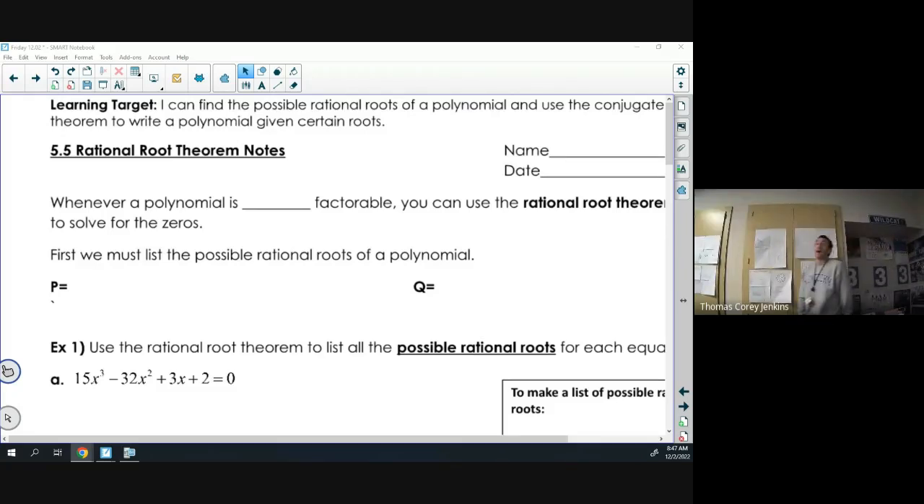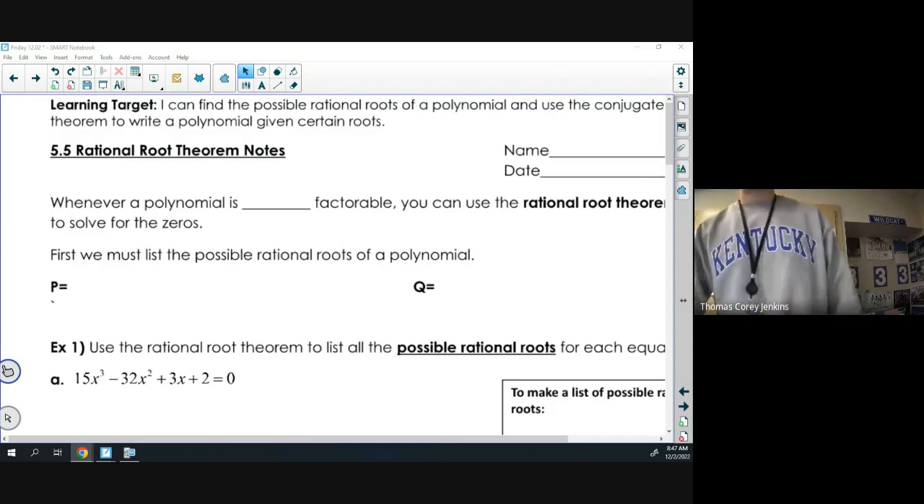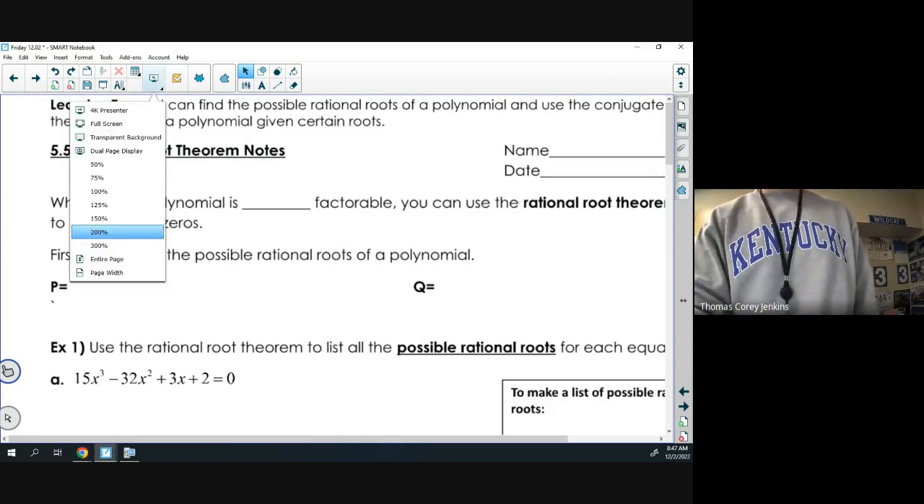All right, guys, so going to cover lesson 5.5 today. It's called the Rational Root Theorem notes. I just called it "the roots" on Google Classroom because we really talk about more than just the Rational Root Theorem. But anyways, that's what it's called in the textbook. But we're talking about roots today.